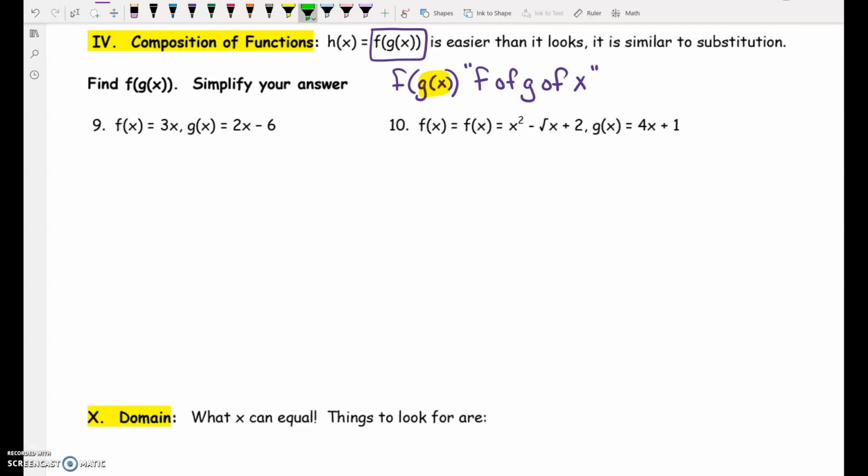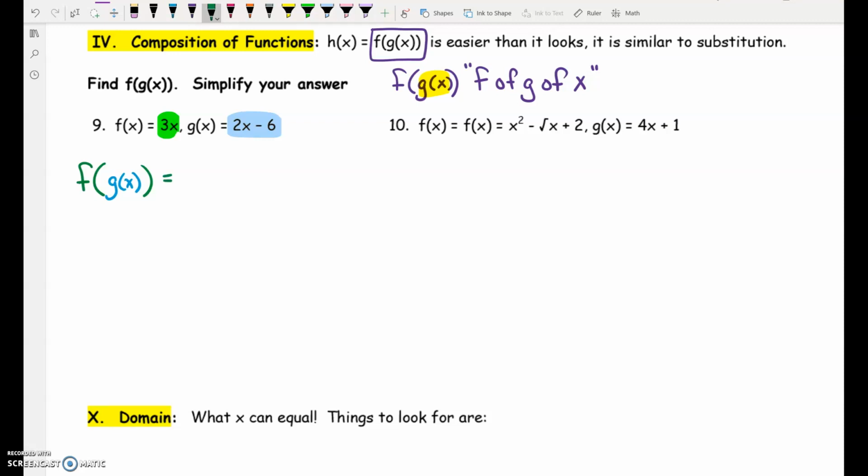I'll make f of x be 3x, and g of x is blue. That's 2x minus 6. We need to find f of g of x. And when I use colors like that, do you see how the blue is inside the green? Okay, now there's several ways to think about this.